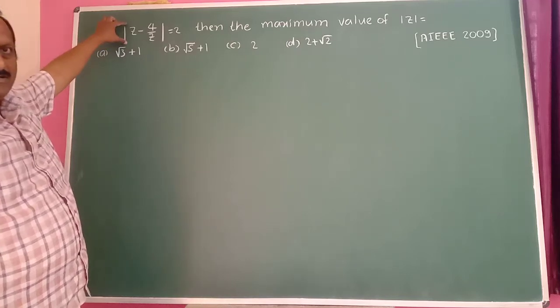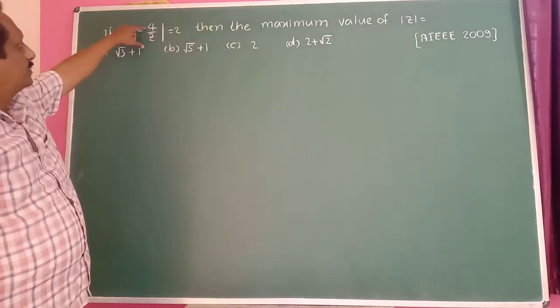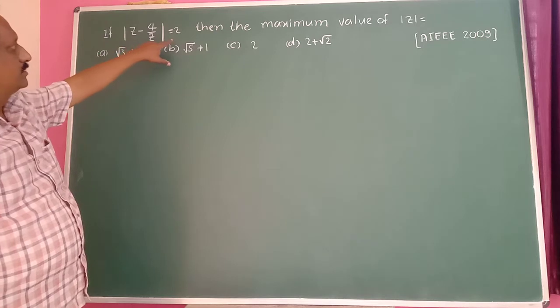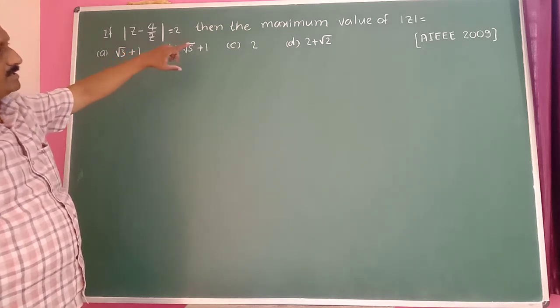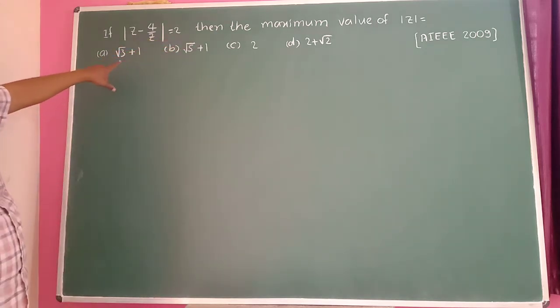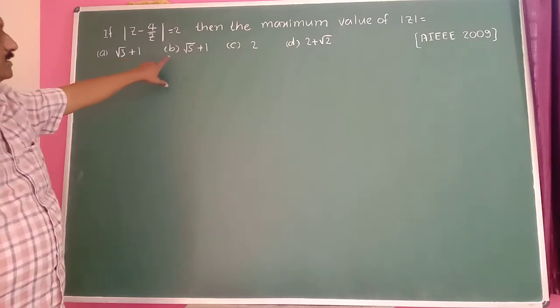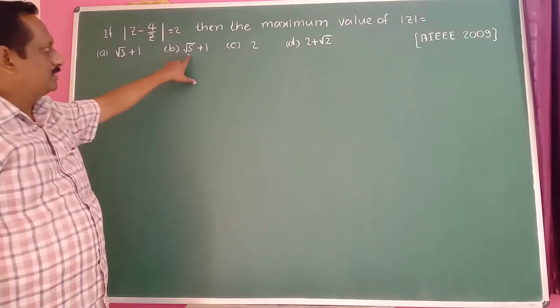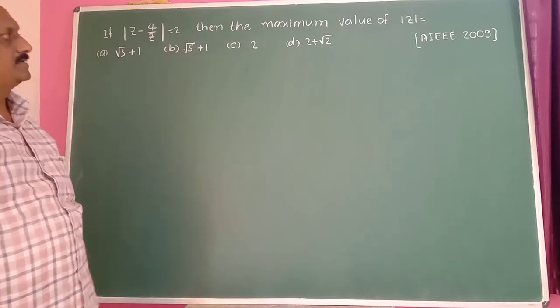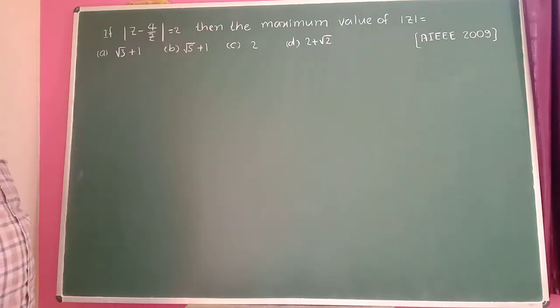Modulus of z minus 4 upon z is equal to 2, then the maximum value of modulus of z is equal to: first option is root 3 plus 1, second option root 5 plus 1, third option is 2, and the fourth option is 2 root 2.